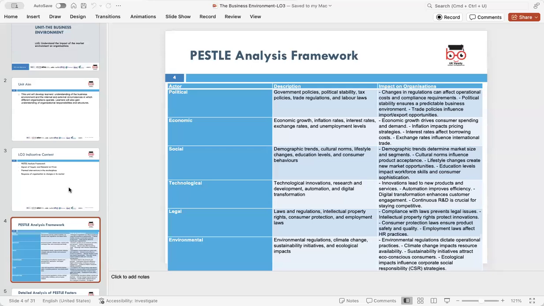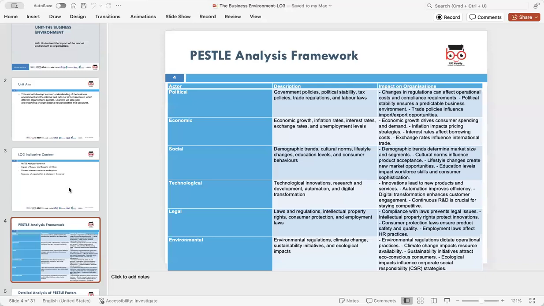Impact on organizations, regulations: changes in government regulations can affect operational cost and compliance requirements. For example, new environmental regulations might require businesses to invest in cleaner technologies.